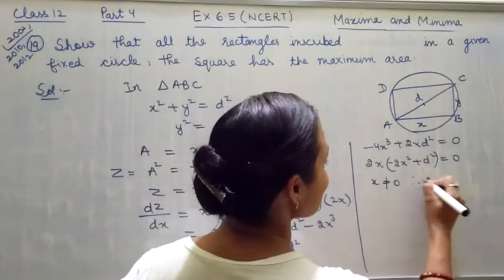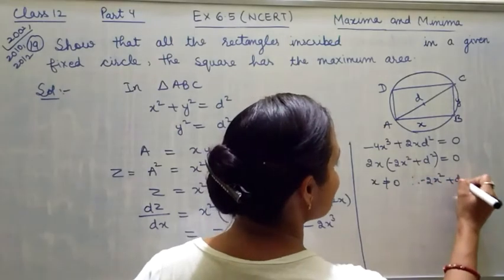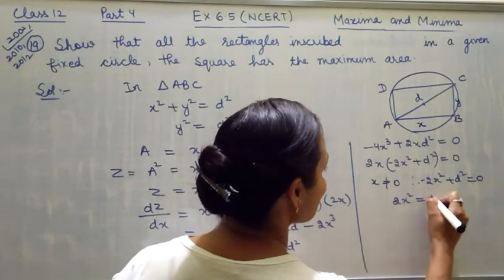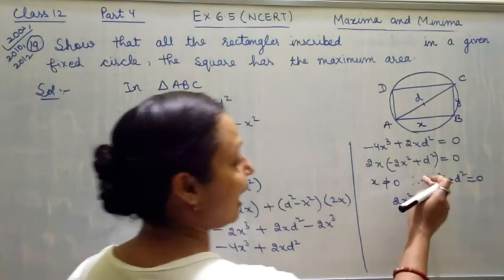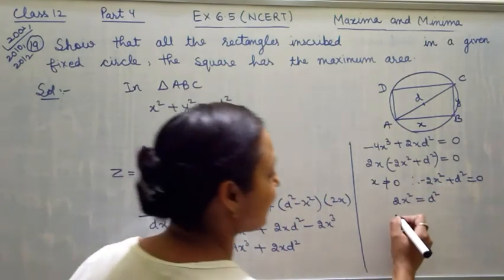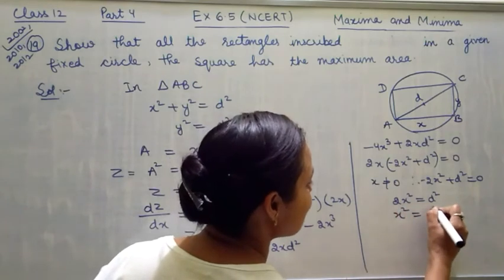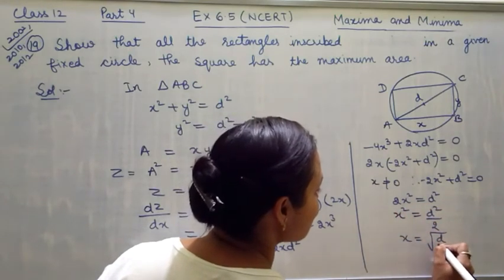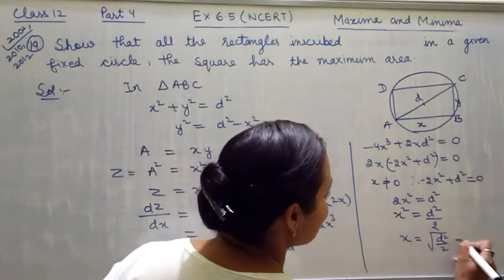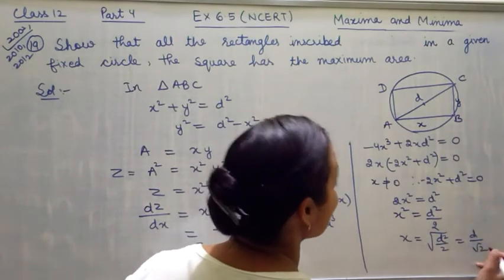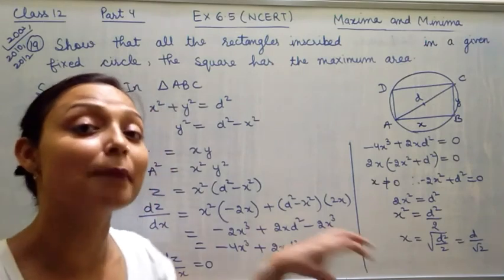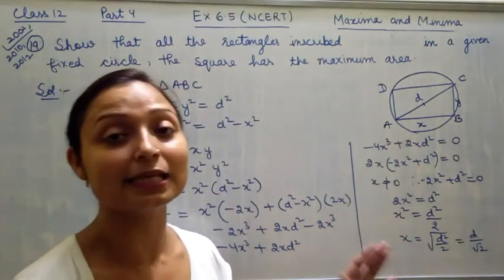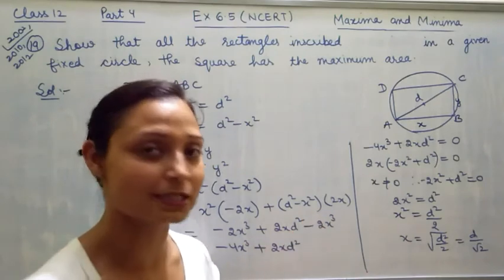Therefore, minus 2x square plus d square is equal to 0. 2x square is equal to d square. Okay, I will take it on the right hand side. X square is equal to d square by 2, and x is equal to under root of d square upon 2, that is d upon root 2. I will not take plus minus, I will take only the positive value because x is a length, that should be a positive quantity.